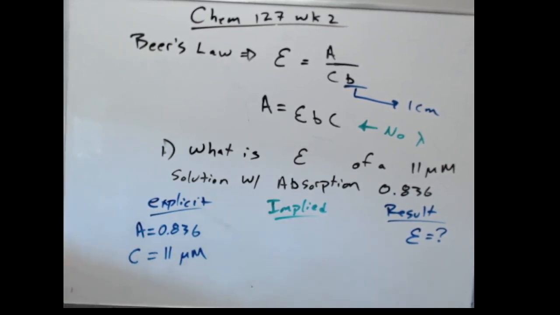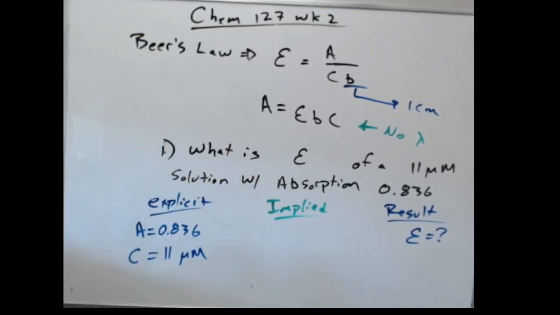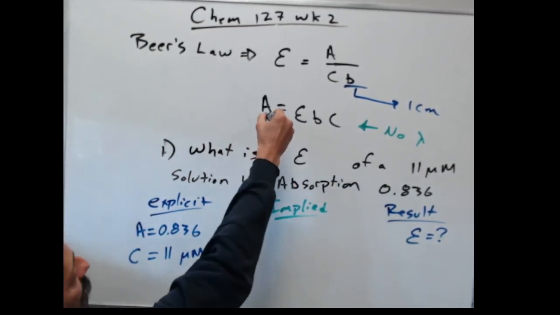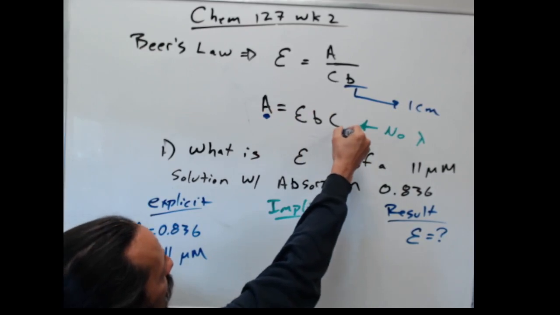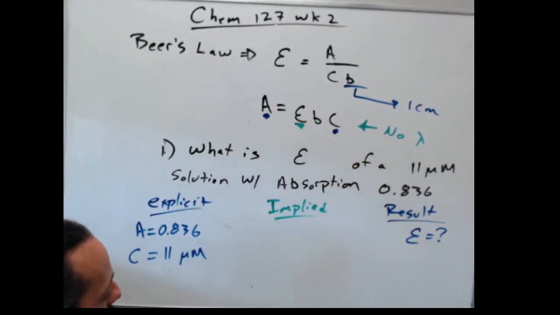After I have the parts I know, I look at my equation sheet and ask what on the equation sheet has these three things. It turns out it's already on the board. It's that one. So which parts do I know? I know A. I know C. I'm trying to find epsilon. What parts are implied that they don't tell us, that they just assume we know?